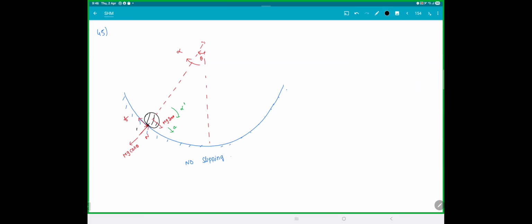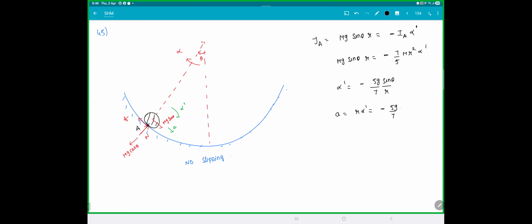So let's take the torque about the bottommost point. If you take torque about the bottommost point, N's torque is 0, friction's torque is 0. You only have mg sine theta's torque into small r is equal to minus I about alpha dash. So this is mg sine theta r, and this is a solid sphere, so minus 7 by 5 mr square alpha dash. So we get alpha dash is equal to minus 5g by 7 sine theta by r. So we get the acceleration of the body is equal to r alpha dash, which is minus 5g by 7 sine theta.